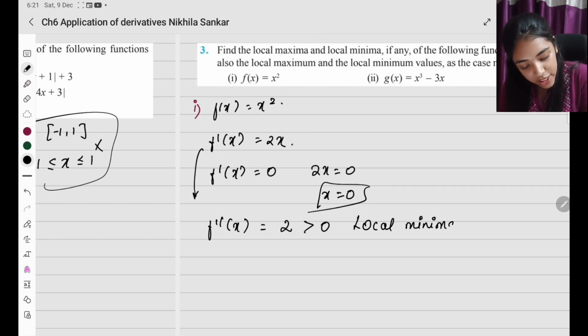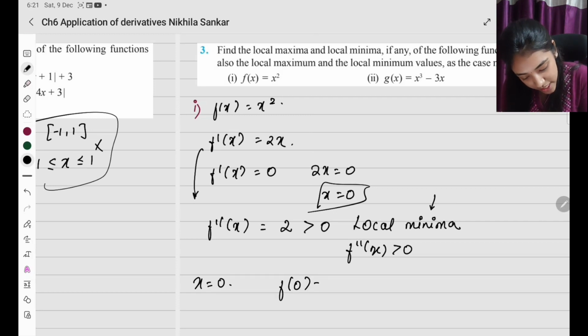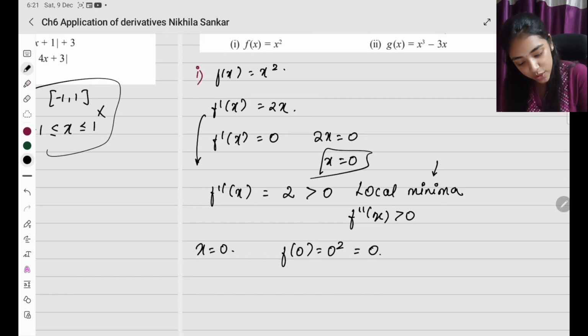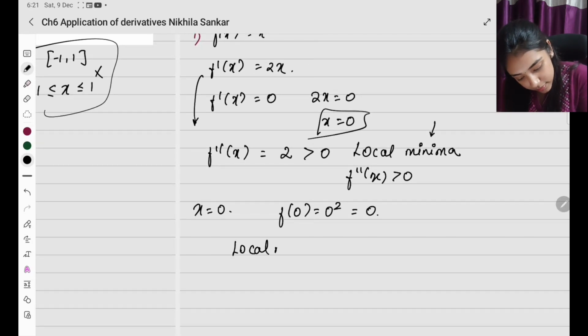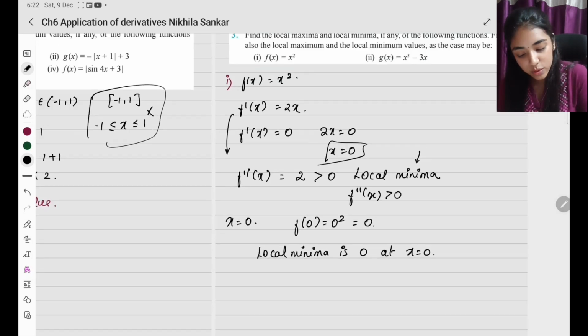இல்லையா, f double dash is greater than 0. F double dash of x is greater than 0, which means I'm talking about my local minima. Okay, அப்படினா for x equal to 0, I have f of 0 equals 0 square, which is equal to 0. So, my local minima is 0 at x equals 0. So, this is my answer.